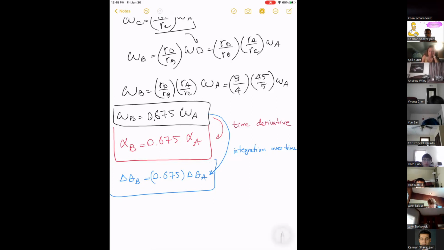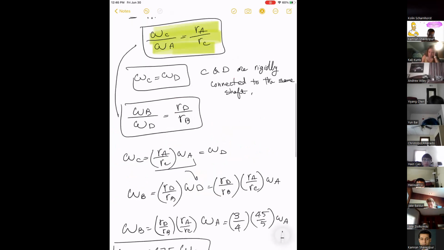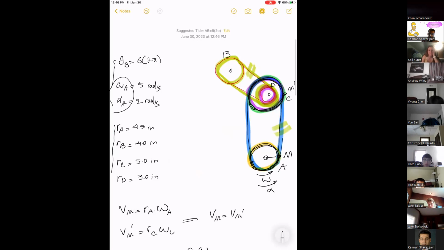So that is how you can relate. Now, delta theta B is given. I can either get this and continue, or because omega alpha A is given, I can go backward. Okay?